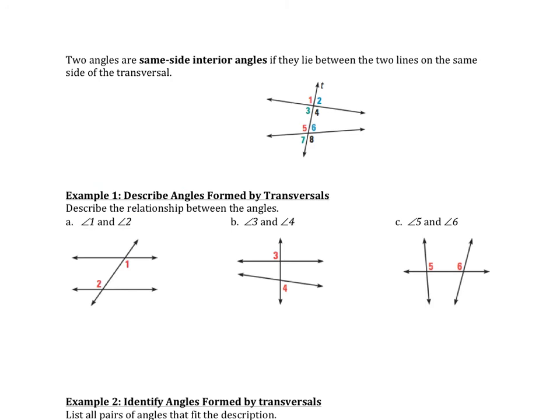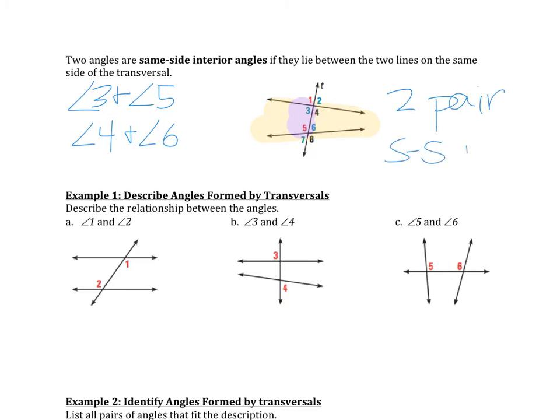They're called same side interior. Same side interior, and it's just what the name implies. Once again, they're on the inside, between the two lines, but now they're on the same side of the transversal. So 3 and 5, 4 and 6. They're 2 pairs, same side interior.